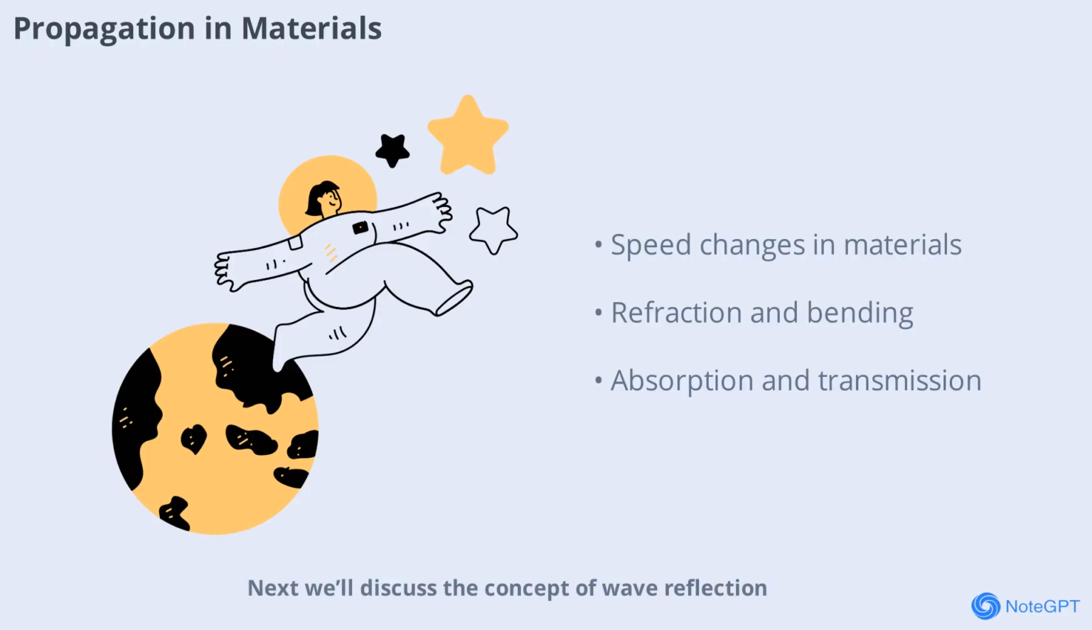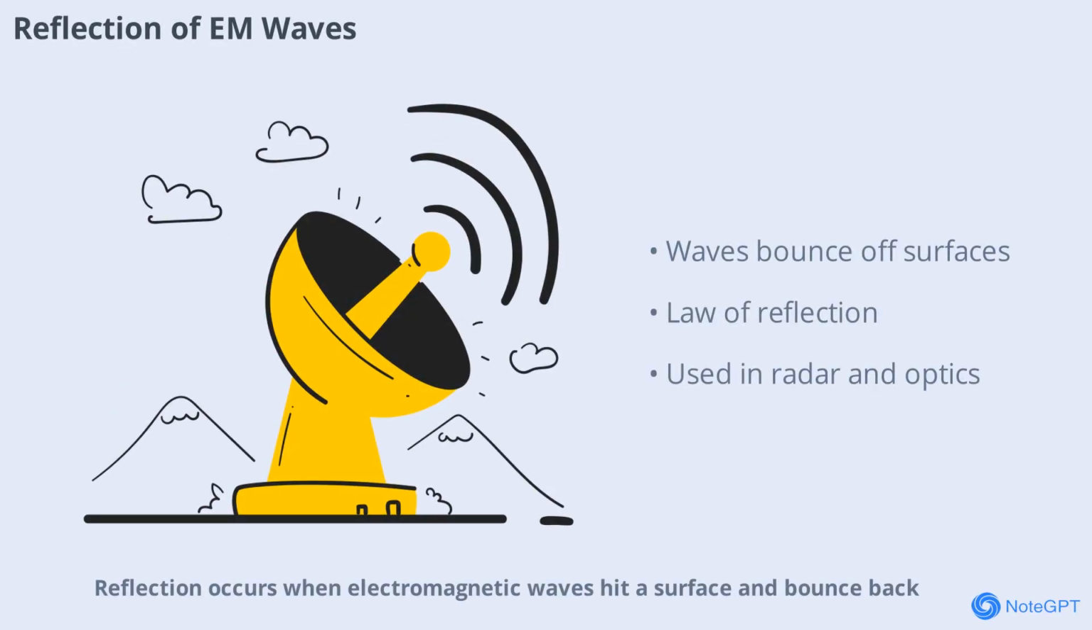Next, we'll discuss the concept of wave reflection. Reflection occurs when electromagnetic waves hit a surface and bounce back. This is why you can see yourself in a mirror. The light waves reflect off the glass. Reflection is also essential in technologies like radar, where waves bounce off objects to detect their position. The angle at which the wave hits the surface determines the angle at which it reflects, following the law of reflection. This principle is used in countless applications, from satellite dishes to optical instruments.